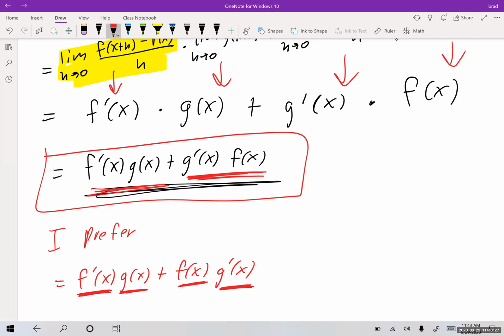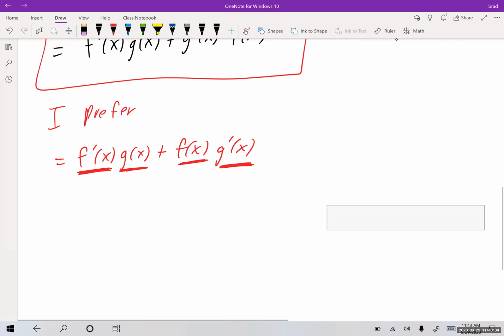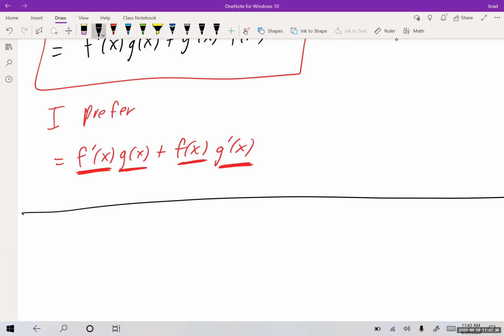This is how your book will do it, though. So just keep in mind whenever you see them talking about it. But both are correct answers. Okay, it's just a preference on how I like to write it. Okay, so now let's kind of see this in action.